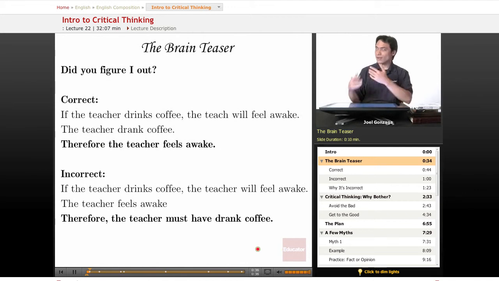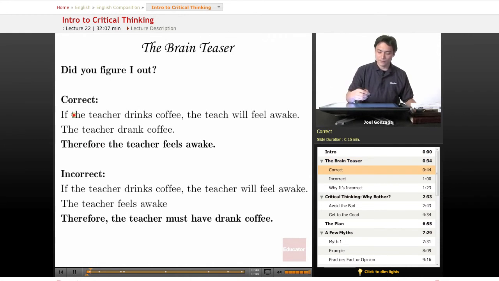So let's go back a couple lessons now, and let's go back to that brain teaser from the cause and effect lesson. You guys remember this? Correct. If the teacher drinks coffee, the teacher will feel awake. The teacher drank coffee, therefore the teacher feels awake. You guys can all see how that's correct. That one's really easy to understand, and that's a good argument. That makes sense. Do you guys remember this one, though?